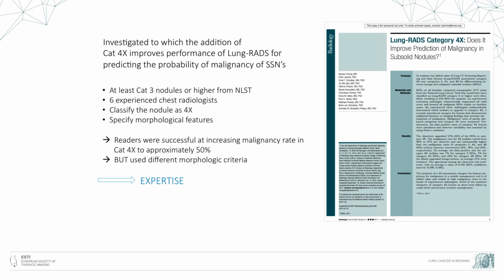So in this study, lung cancer screening exams were reread by 6 experienced chest radiologists, and they had to define which of the subsolid nodules to classify as being suspicious and specify the morphological features that made them look suspicious. And the readers were successful at increasing the malignancy rate in category 4X to approximately 50%, but then they looked into the morphological criteria and there wasn't really a consensus.